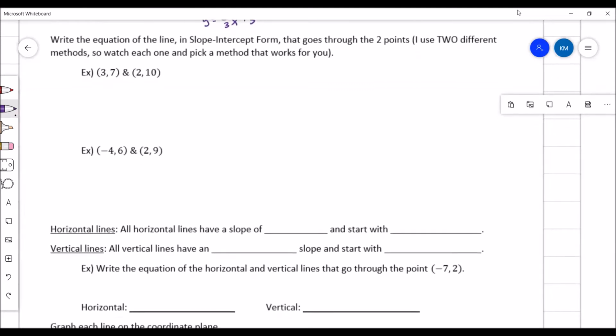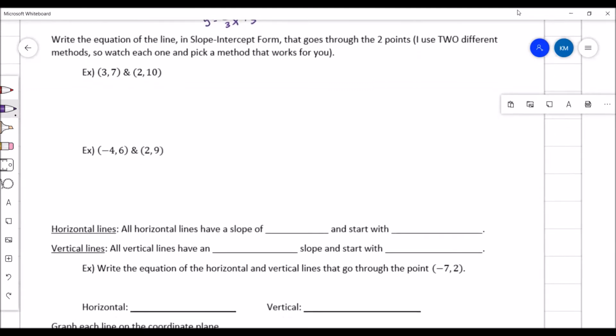All right, our next problem says write the equation of the line in slope-intercept form that goes through the 2 points. There are 2 different methods that you can use, and I'll show you both. You can choose whichever one you like. For the first one, I'm basically using y equals mx plus b.